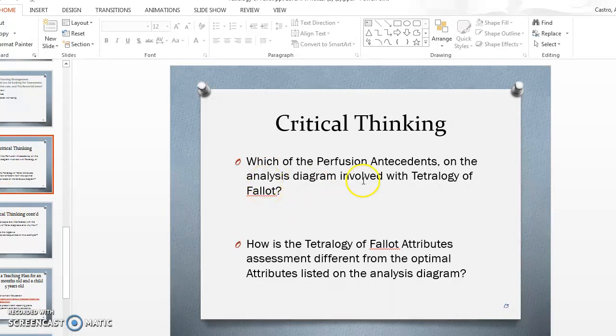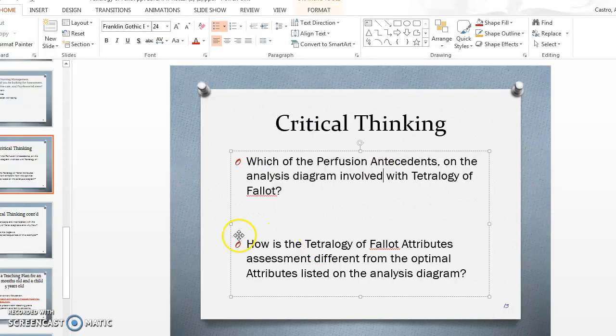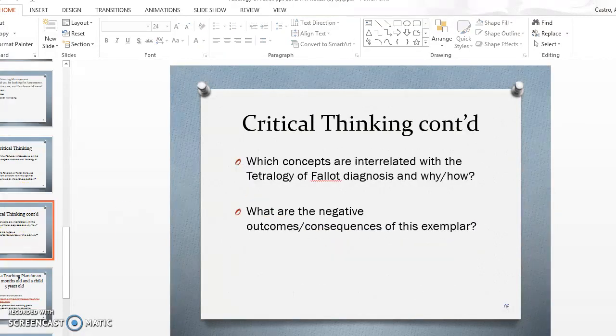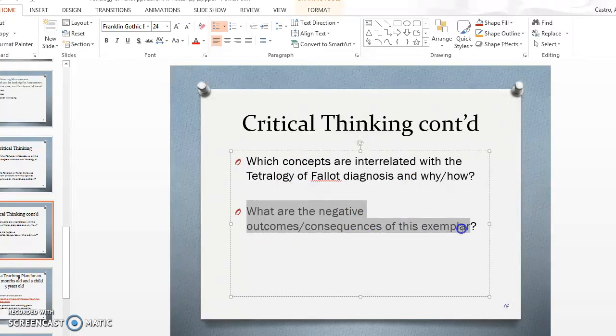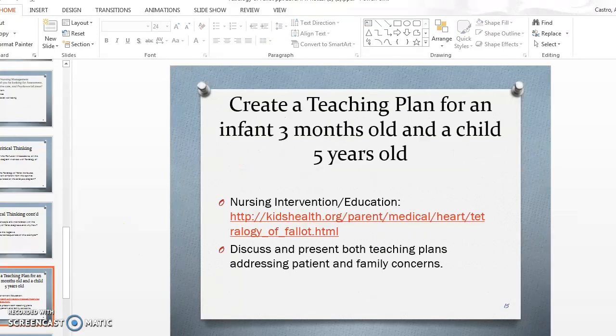So just some things for you to think about here, which, well, I already told you, which antecedent was compromised, and which attributes are going to be different than your optimal ones. You can look at that. Look at the interrelated concepts. I really hope that gas exchange comes right to mind. And then our negative outcomes, consequences. You can go back to the first PowerPoint and put the links together there.